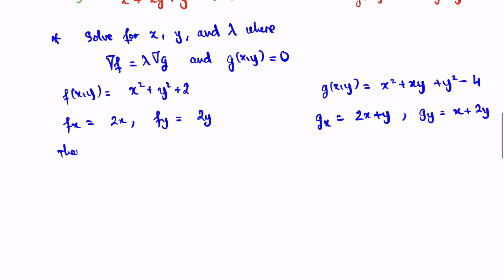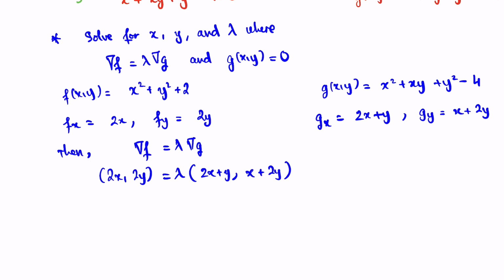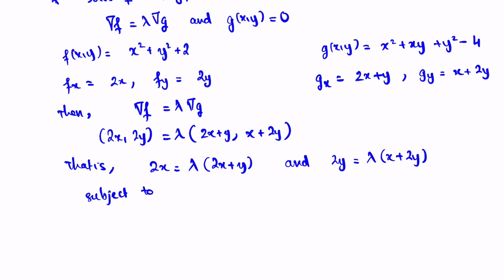Then you have that the gradient of f equal to lambda times the gradient of g, or 2x comma 2y equal to lambda times 2x plus y comma x plus 2y. And we're going to match each component on both sides of the equation. That is, you have 2x equal to lambda times 2x plus y, and simultaneously 2y equal to lambda times x plus 2y, subject to g of x comma y equal to 0, or x squared plus xy plus y squared minus 4 equal to 0.